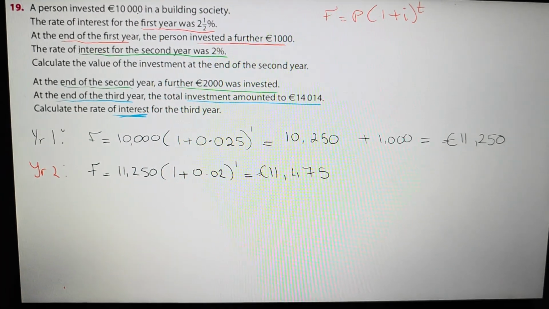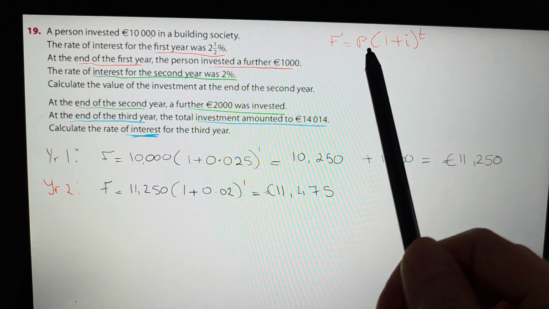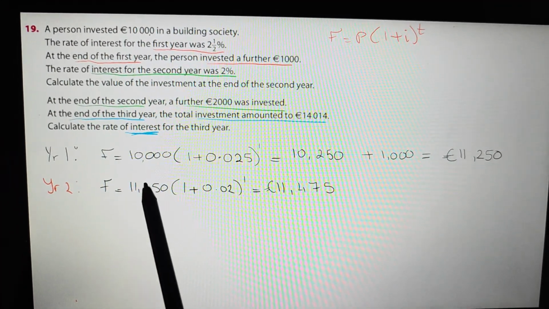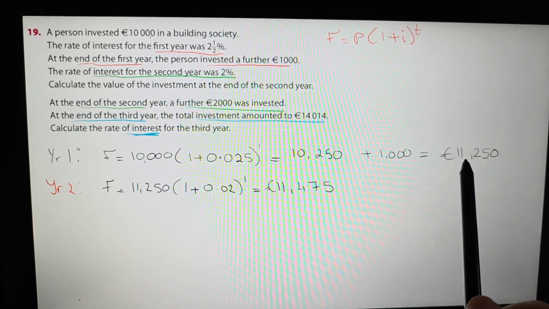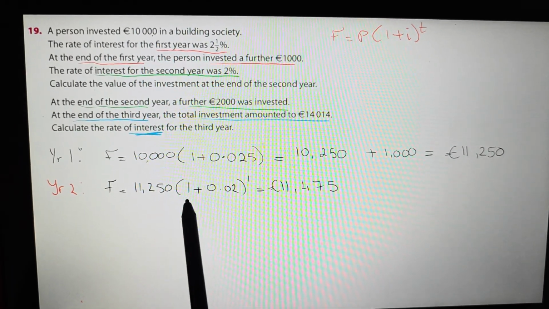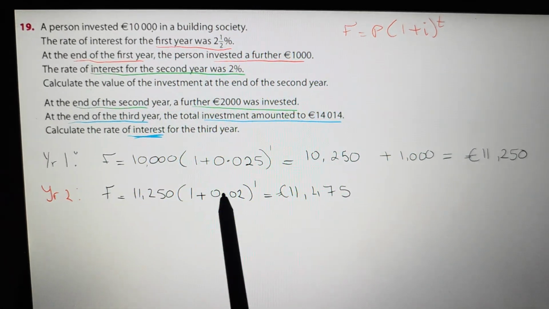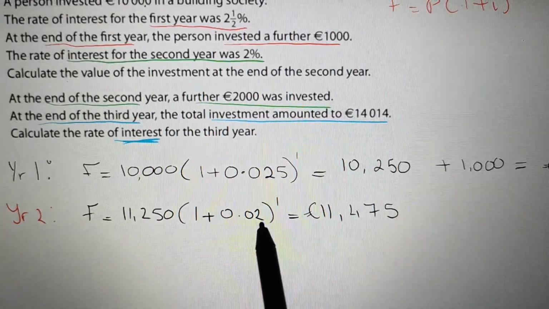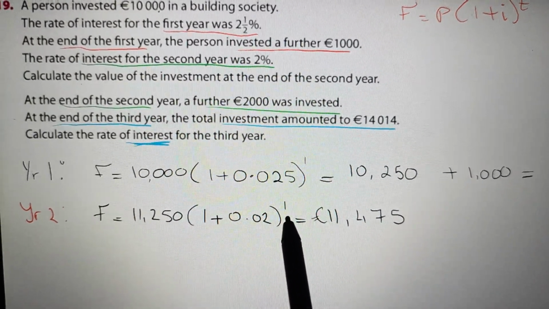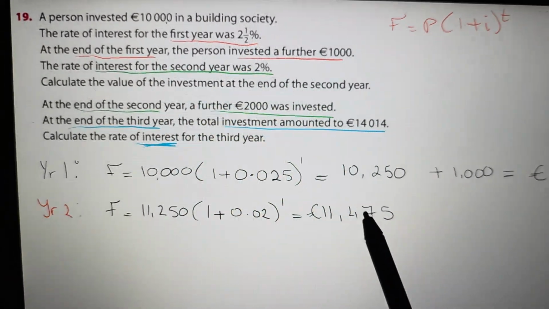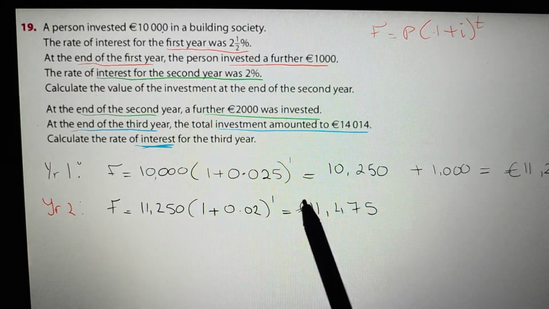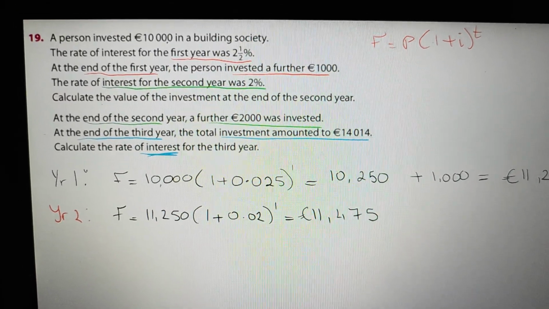So now I'm going to do it for year 2. I put down my compound interest formula and I sub into it. At the start of year 2, this is what I had, 11,250. Multiply by 1 plus 2% as a decimal, which is 0.02. And I'm putting that to a power of 1 year because it's all of year 2, which is just 1 year. That means at the end of year 2, this was the value of my investment, 11,475.